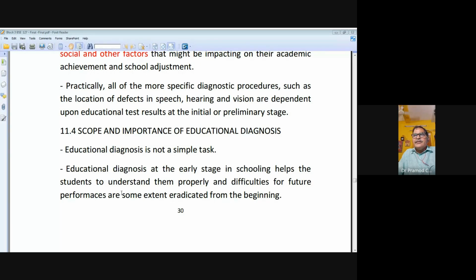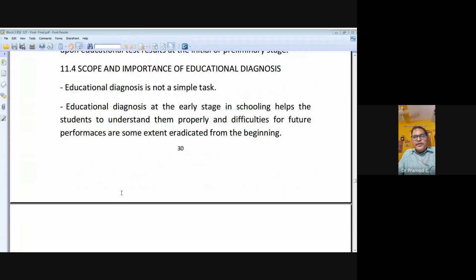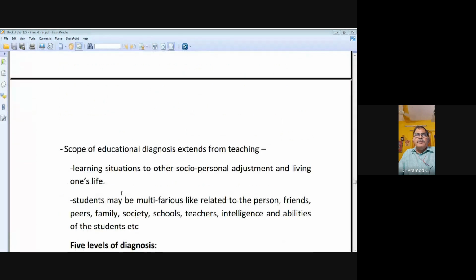Suppose in the early stage, schooling is there and the students are there to understand properly. And if they face difficulties in future performance, then it should be eradicated, we say, but eradication is not a simple task if it is not done in the beginning.